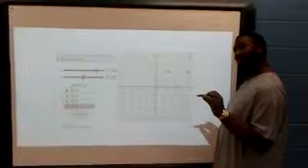A 4-sided figure is a quadrilateral. Very good. Okay.